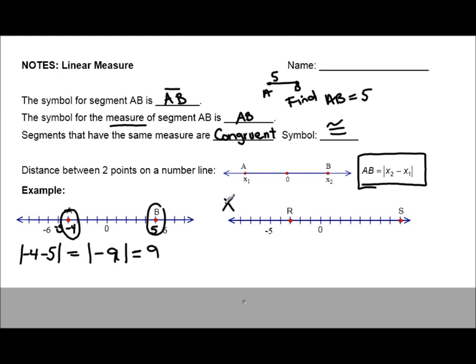Okay, so I'd like for you to pause the video and try the next example, find RS. Okay, and you should have gotten that RS is 11. If you didn't, raise your hand or ask a friend.